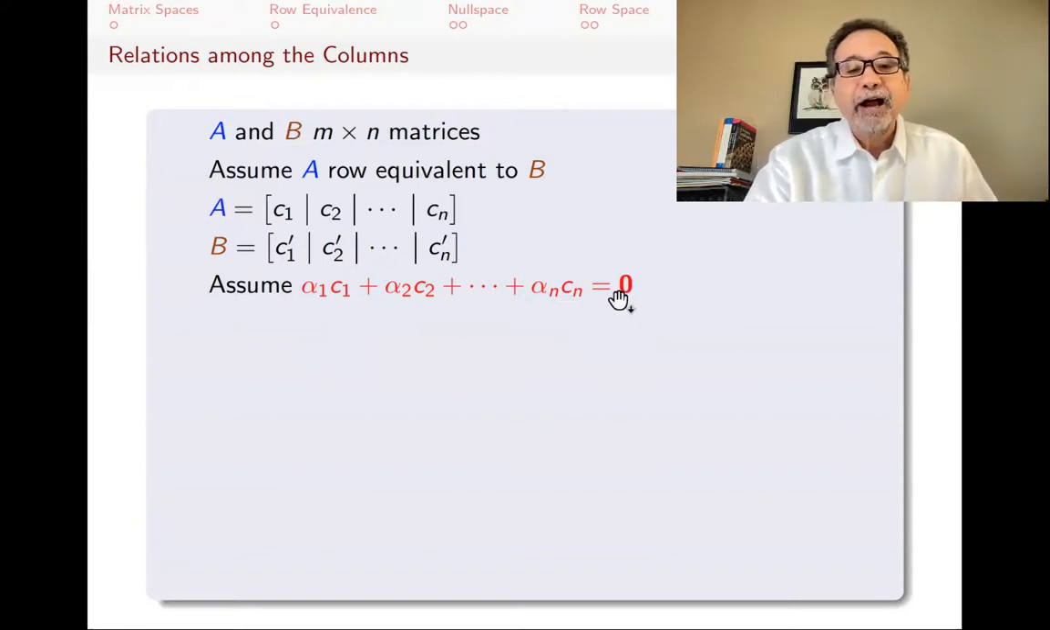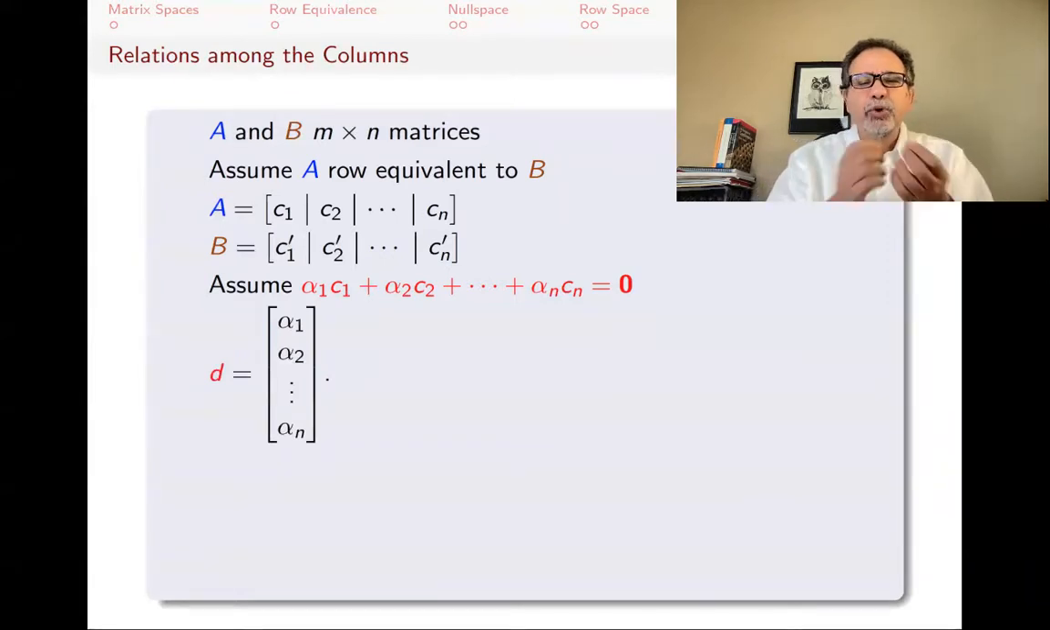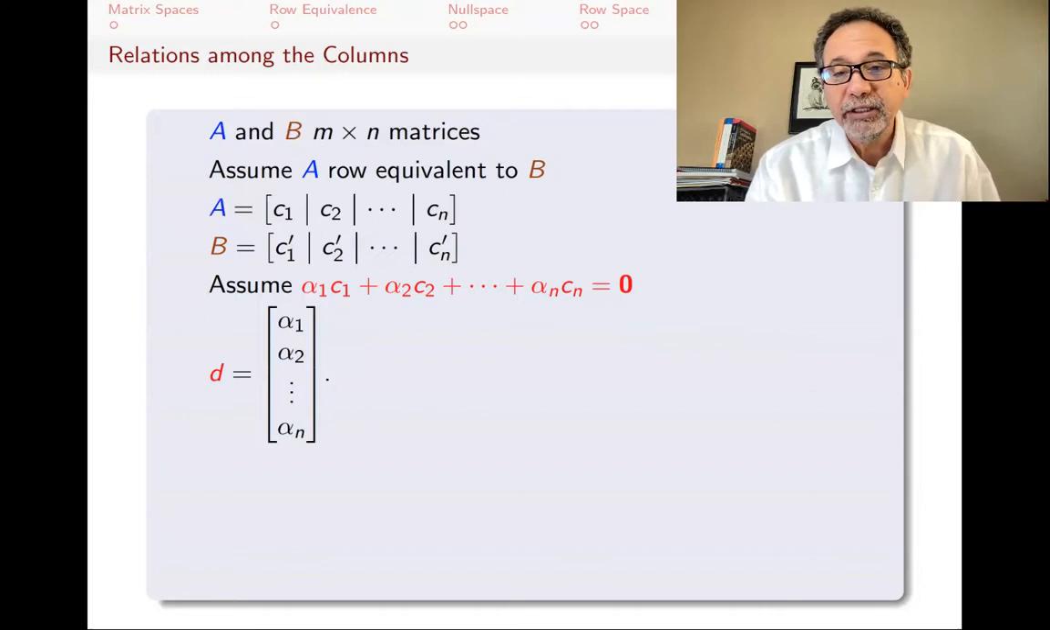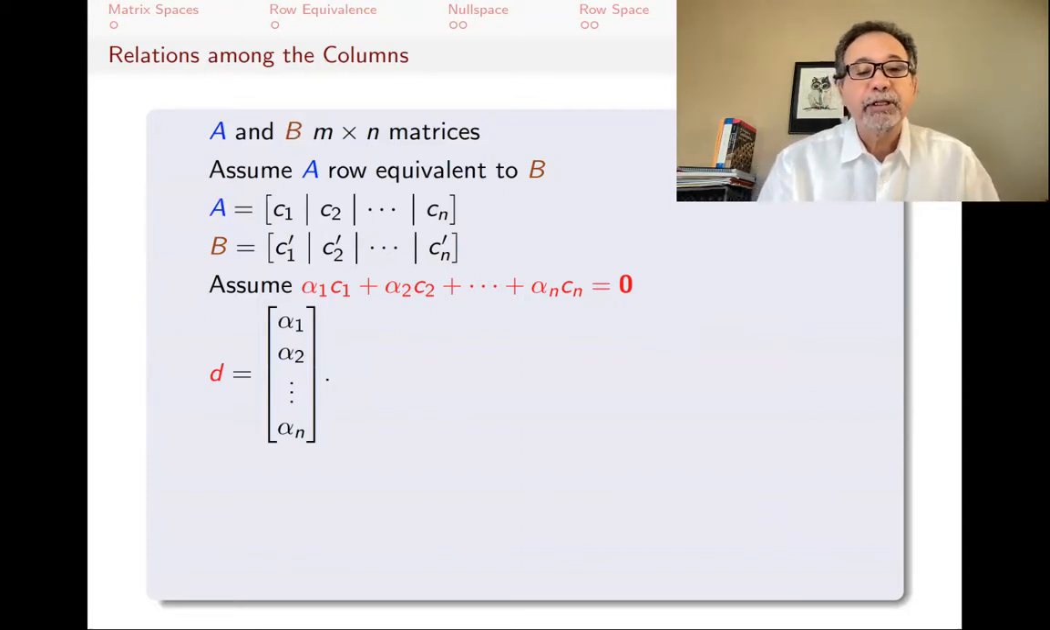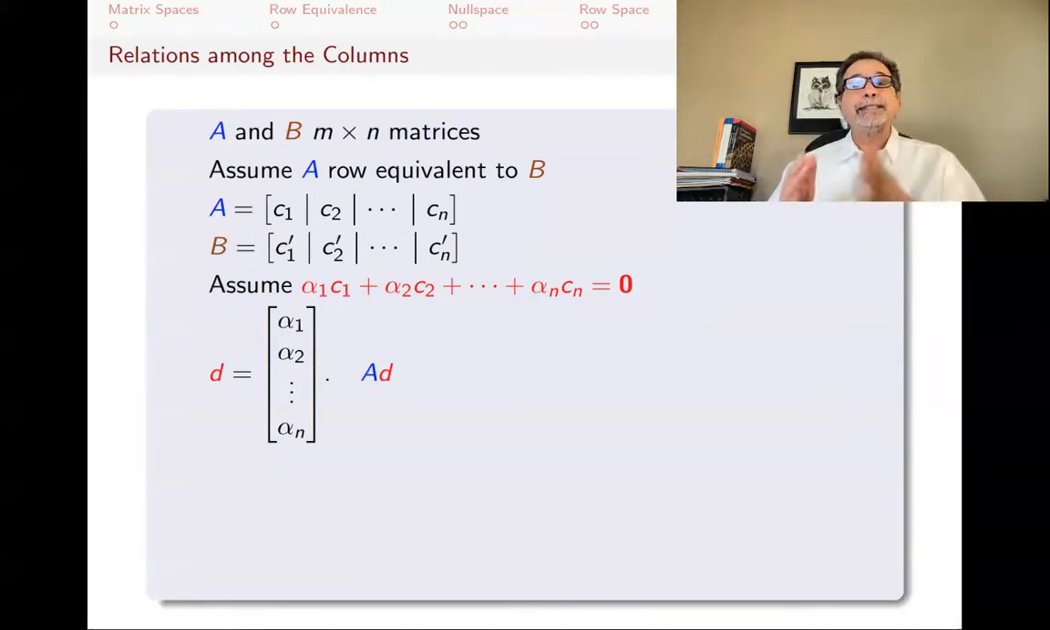Okay, well, that's fine. But otherwise, this is what I've got. Okay, and what am I going to do with that? Well, I'm going to ask you the following question. I'm going to take those scalars, alpha 1 through alpha n, and make a column vector out of it, and I'm going to call it D. If you don't like calling it D, call it Fred. But that's the column vector that I like. And then what happens if you multiply A by D?